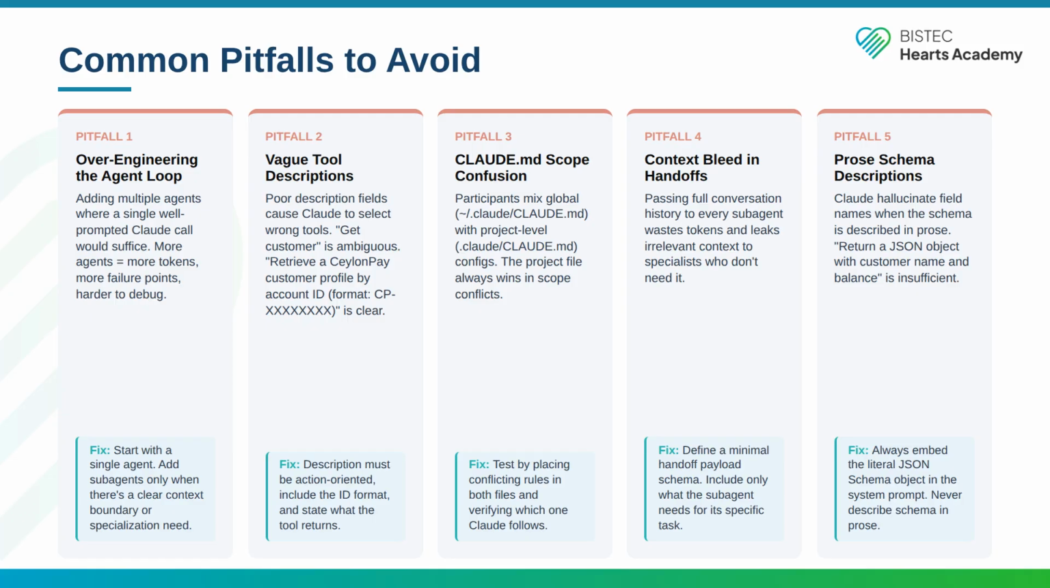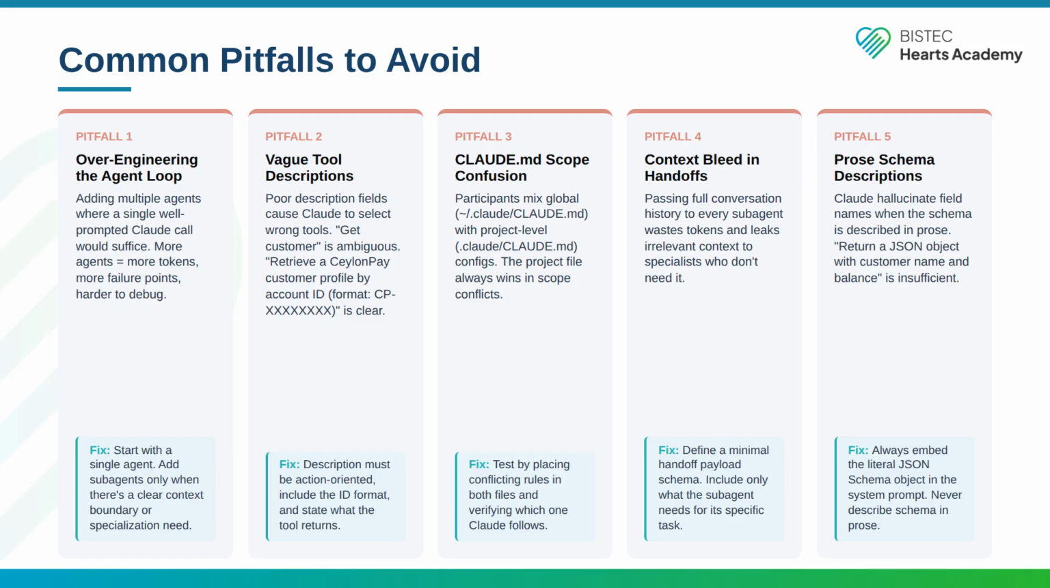Treat your tool descriptions as production code. They're part of Claude's decision-making logic. Scope confusion leads to unexpected behavior that's hard to diagnose. When you're wondering why Claude isn't following a rule you've specified, the first thing to check is whether it's reading the global config or the project config. The project-level CLAUDE.md always wins over the global one. Indeed, you can verify which file is active using Claude Code's debug.